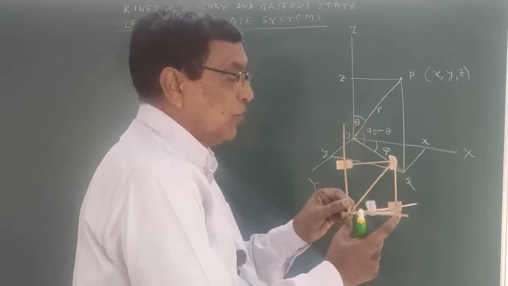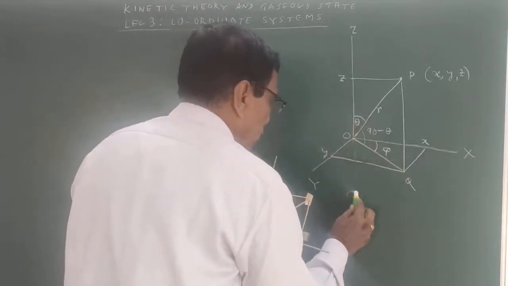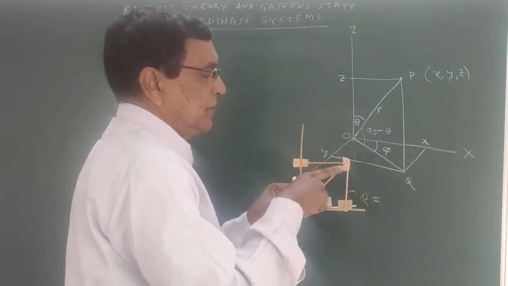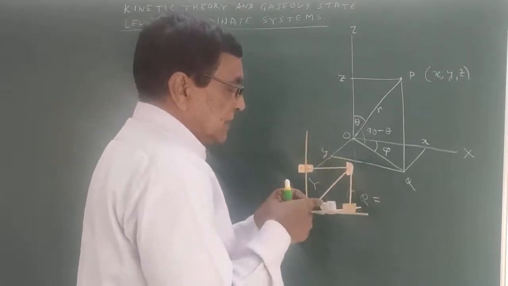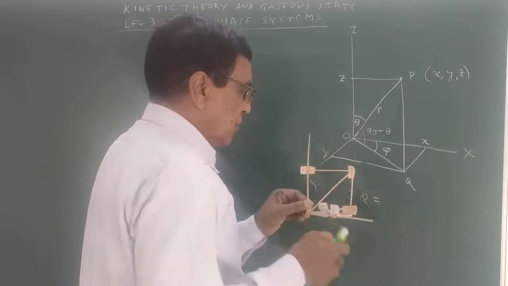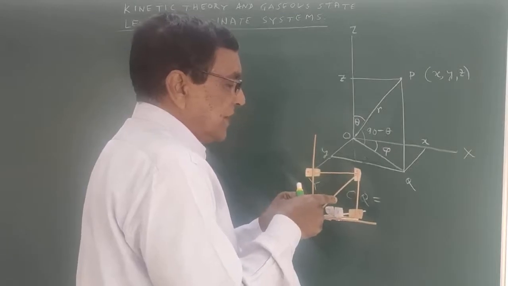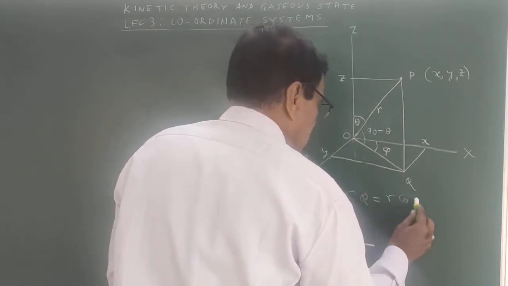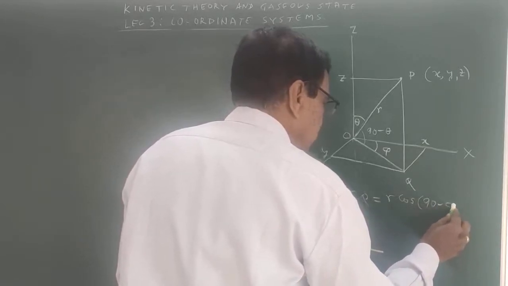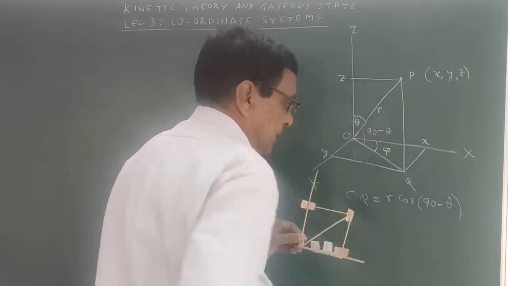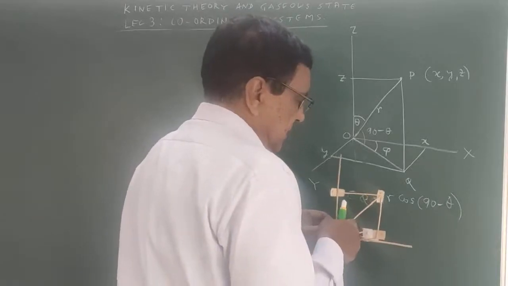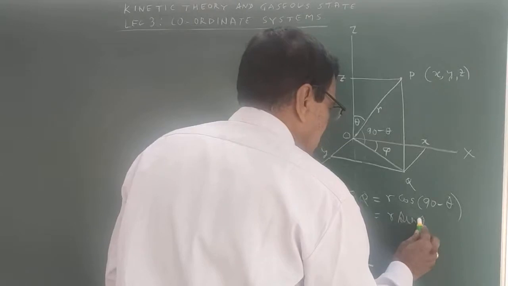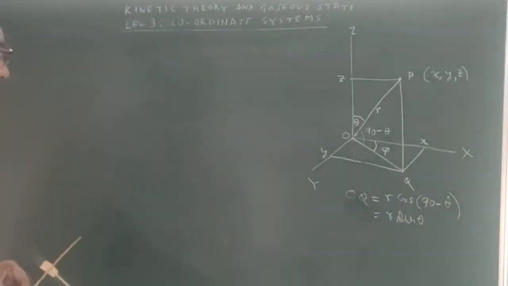So what will be the value of OQ? This is the base, this is the hypotenuse, this is the perpendicular, and this angle is 90 minus theta. So base equal to OQ. OQ equal to hypotenuse into cos of 90 minus theta. So OQ equal to hypotenuse r and cos of 90 minus theta. This is theta. So this is equal to r sin theta. This is the value of OQ. Now let us make this conversion.